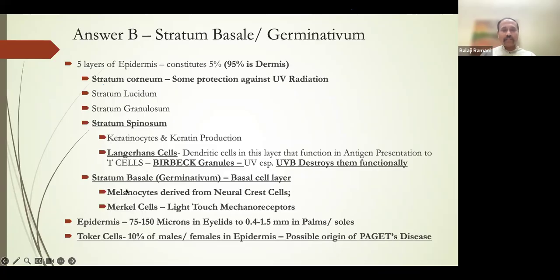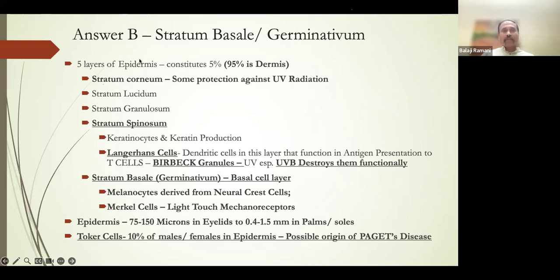Along with this, the melanocytes are present in the basal cell layer. They are also derived from the neural crest cells. Then we have the Merkel cells, which are light touch mechanoreceptors, found in the basal cells. Almost all tumors originate from the basal cell layer. From top down, it is stratum corneum, stratum lucidum, stratum granulosum, stratum spinosum, and then stratum basale. The stratum corneum provides protection against UV radiation. That is its significance.